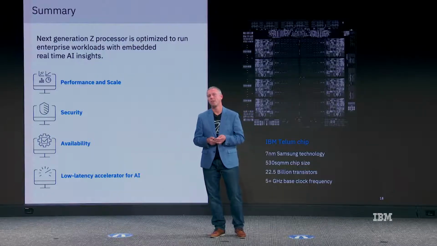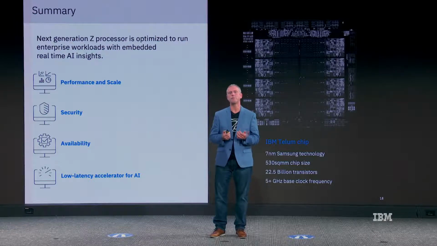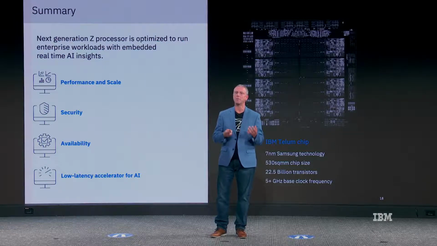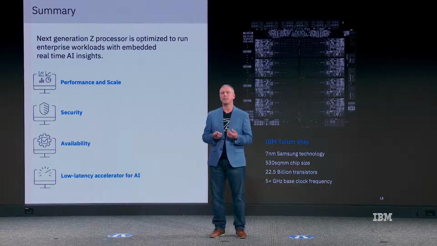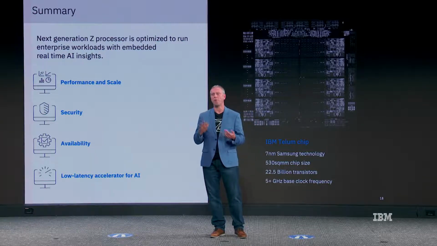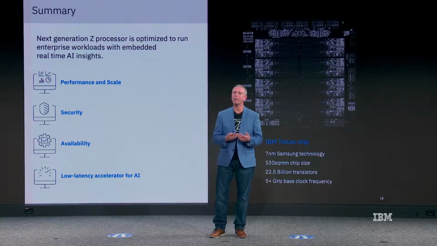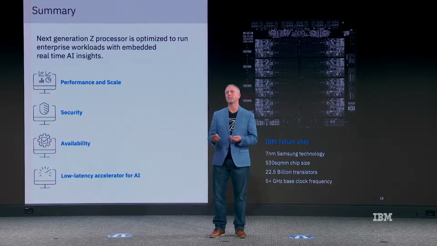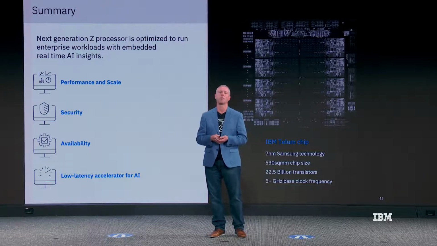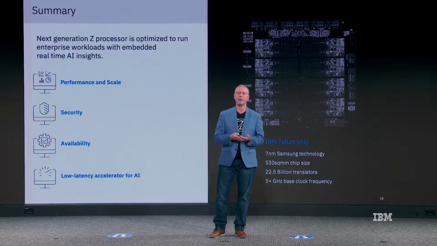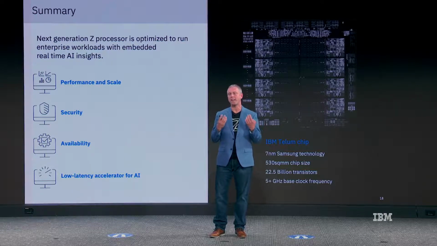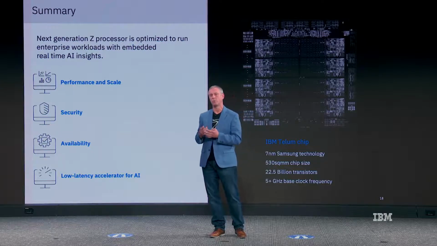Let me summarize. I introduced the Telum Processor chip for the next generation of IBM Z and LinuxONE systems. I explained in some detail how the Telum chip achieves the performance and scale enhancements. And for lack of time, I only gave a few examples on how the Telum chip also improves the security and availability characteristics. And then I described in some detail how the embedded AI accelerator will enable our clients to embed AI directly into their enterprise workloads.